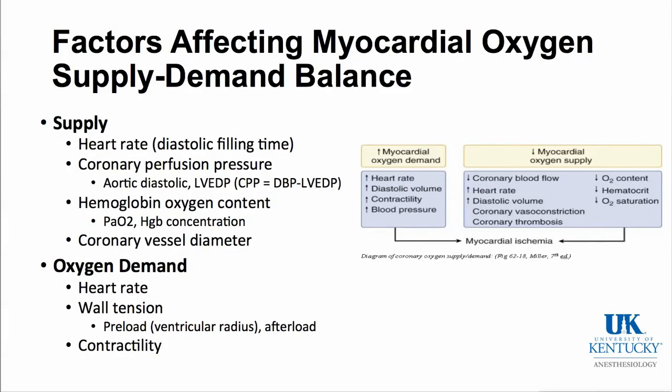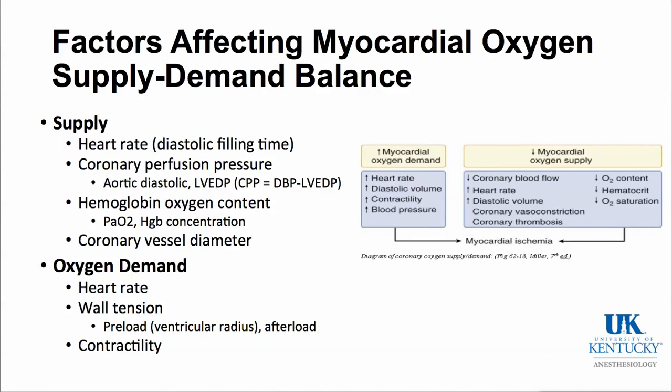So some factors affecting oxygen supply and demand are shown here. For supply, heart rate is important because time in diastole, when coronary perfusion occurs, needs to be increased if you want to increase supply. We can raise coronary perfusion pressure by raising aortic diastolic pressure or decreasing LVEDP. We can also increase hemoglobin oxygen content by transfusing a patient, for example, and raising the PaO2. And coronary vasodilators can increase supply.